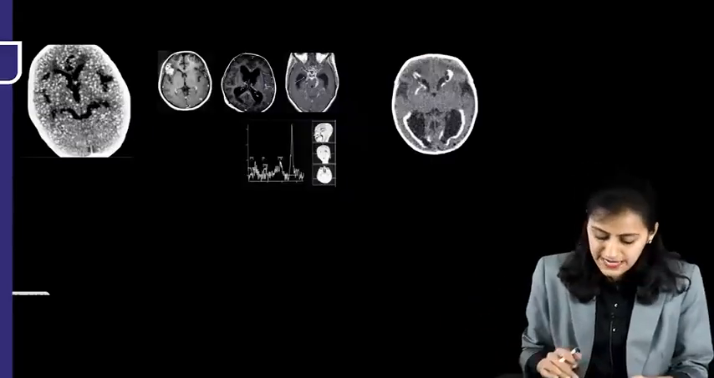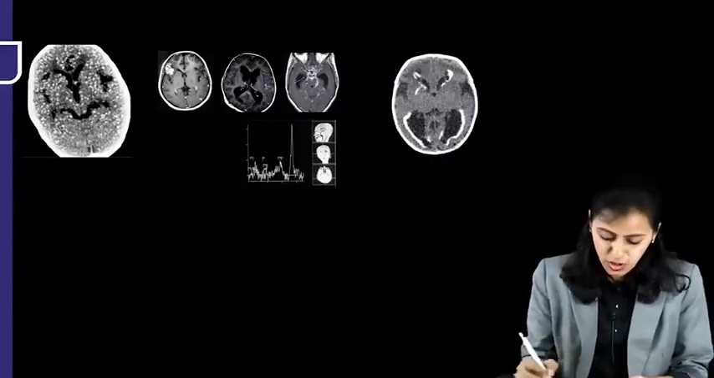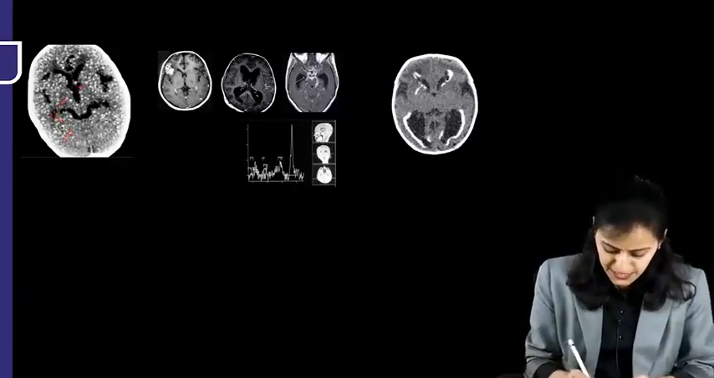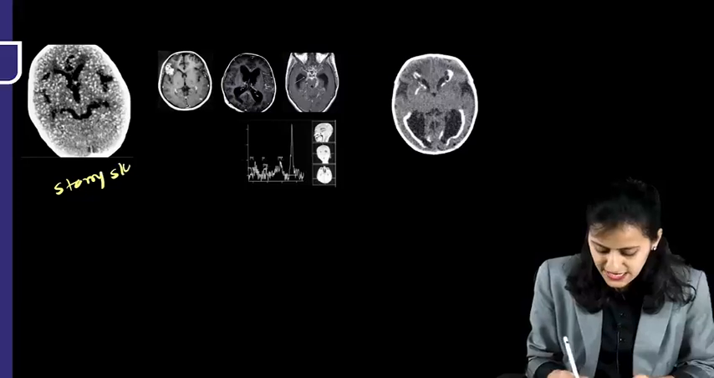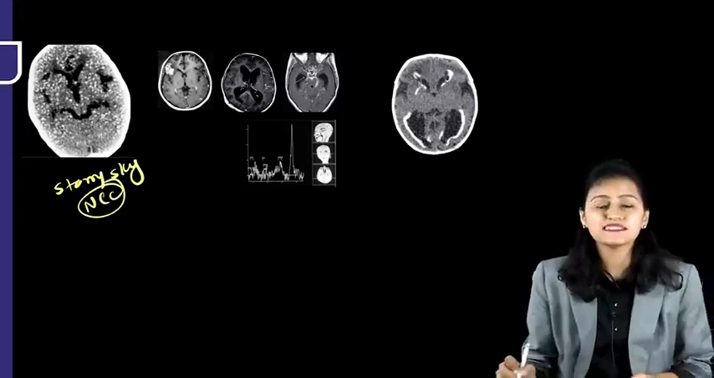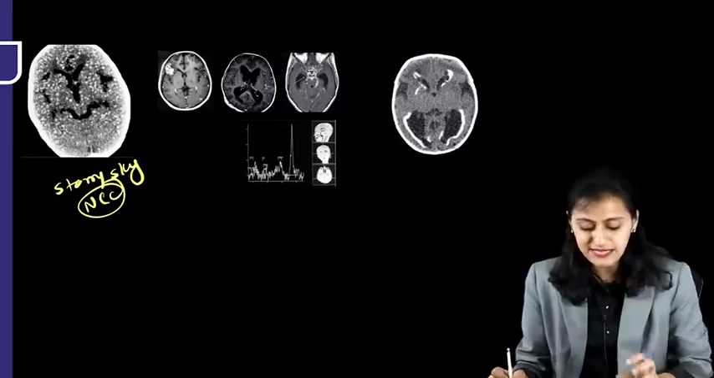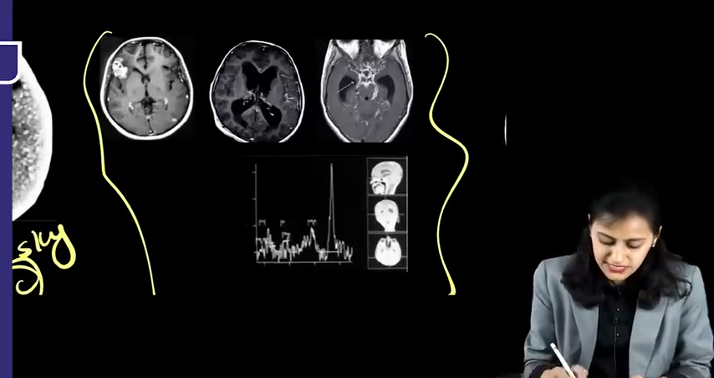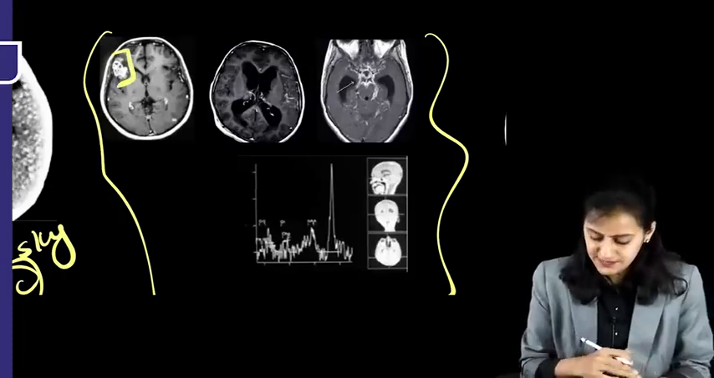Remember that. Next one, let's have a look at the other infections also, where you see those multiple white dots scattered throughout the brain. This is the starry sky appearance of neurocysticercosis, the calcified NCC.